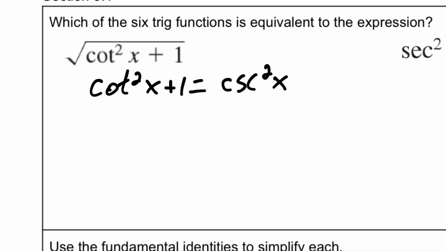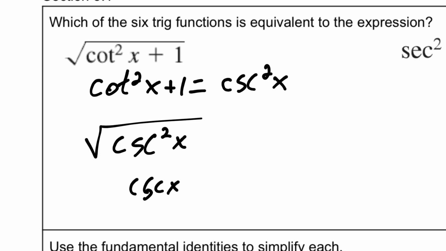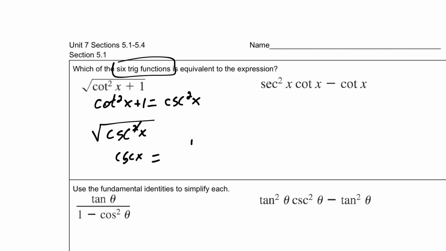For number 1, we use this Pythagorean identity, so we can replace this with the square root of cosecant squared x, which gets rid of the 2, and then this is just the answer, because they said one of the 6 trig functions. You don't necessarily have to write it as 1 over sine x.